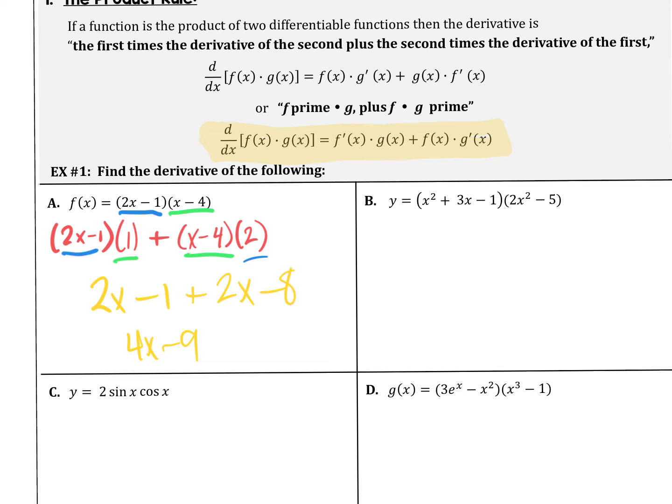Okay, number 2. All right, so we have the first part, which is we just bring it down. So x squared plus 3x minus 1 times the derivative of the second part. So what's the derivative of 2x squared?